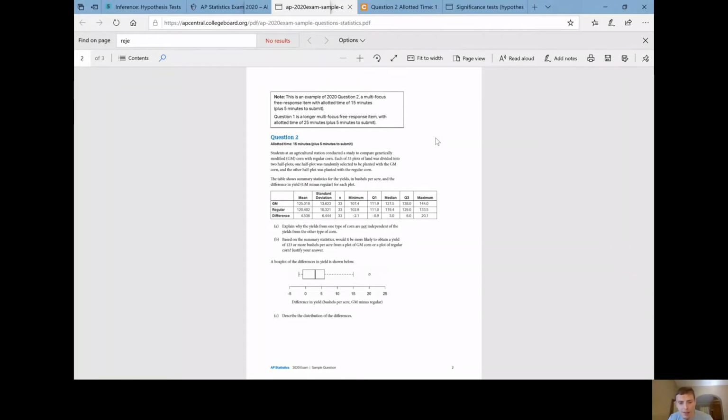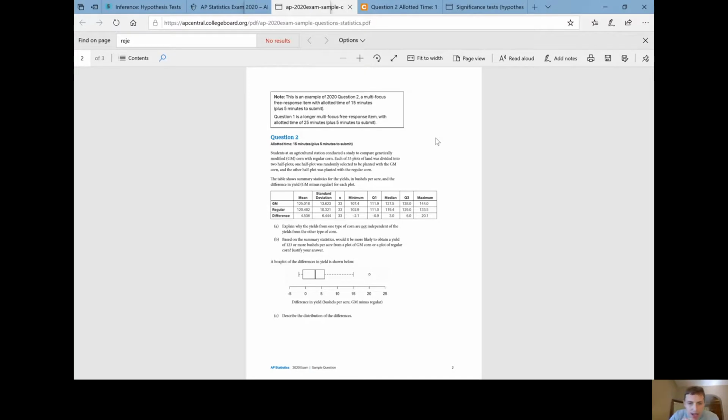So what they're doing to find the difference is they're taking the yield for the half plot that's genetically modified. So let's say if I have 126 bushels on the genetically modified half, and then I have 120 bushels on the regular half, I would take the 126 minus 120 to get a difference of 6. And so they're doing that for each of the 33 different plots of land, and then finding the mean, standard deviation, all that good stuff for that.